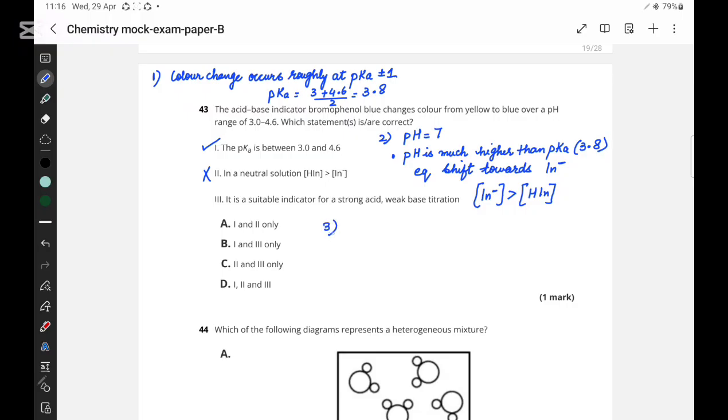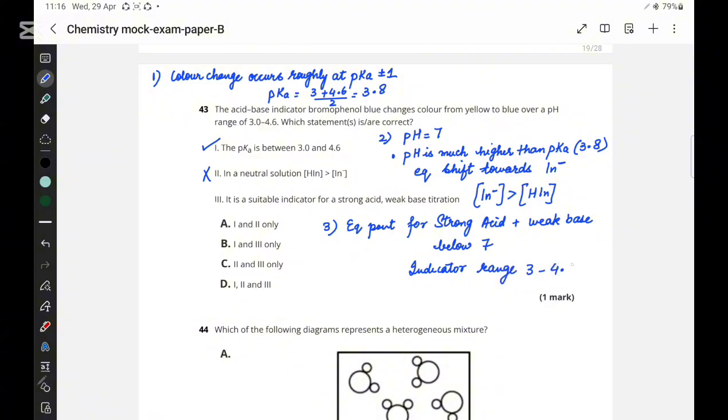So let's see option 3 here. So option 3, they are saying, for strong acid and weak base titration, the equivalence point should be below 7, and the indicator range is 3 to 4.6, which is too low. So color change happens before equivalence point.